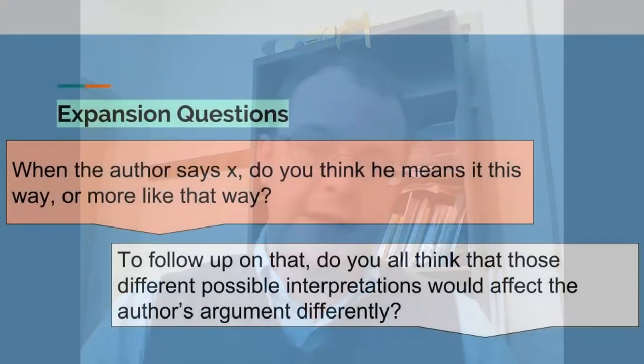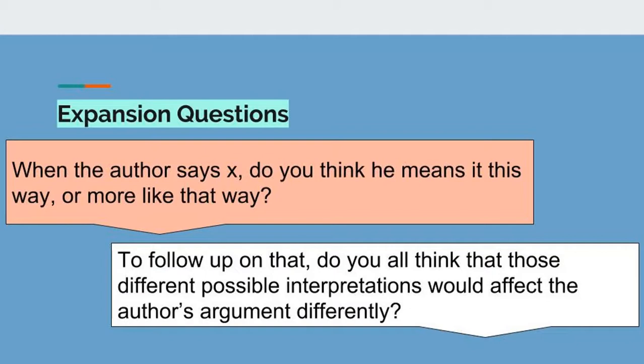So an example that happened to me recently in a Socratic seminar is someone brought up an author's passage. And the passage was fairly ambiguous. And the question was a really great question. They asked, so when the author says X, do you think they mean this, or do you think they mean this other interpretation? That's a really great analysis question that a student brought in. And we talked about it for a little bit of time.